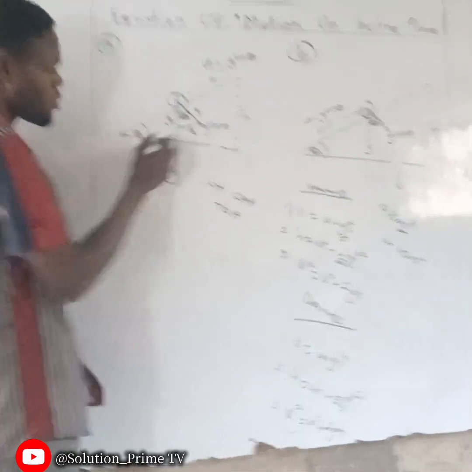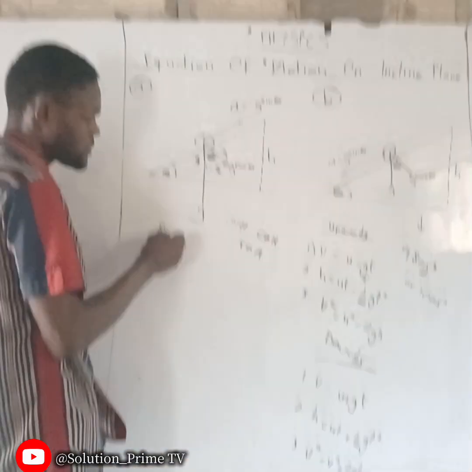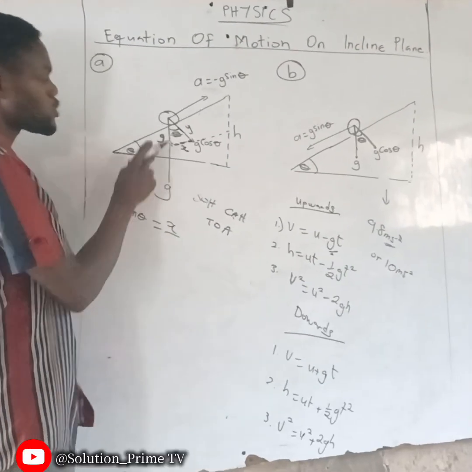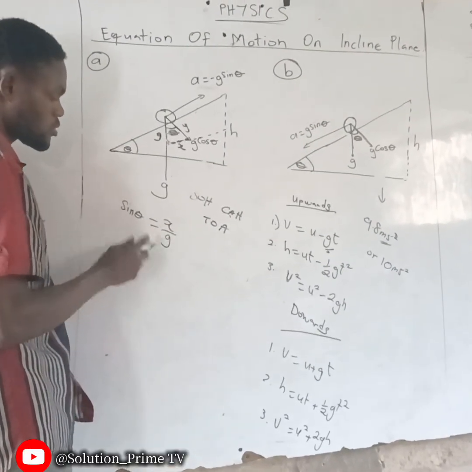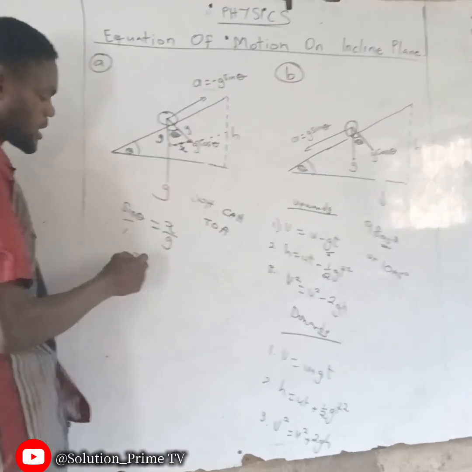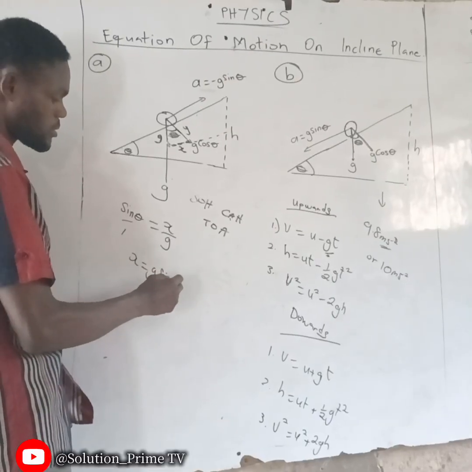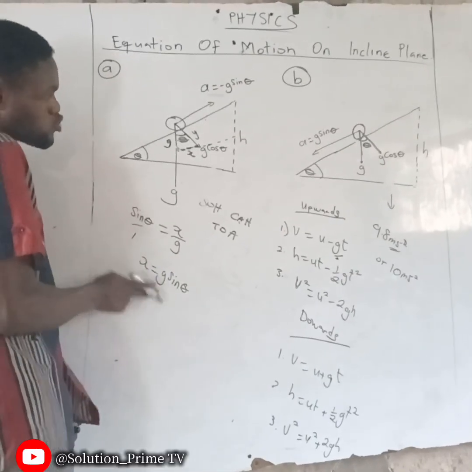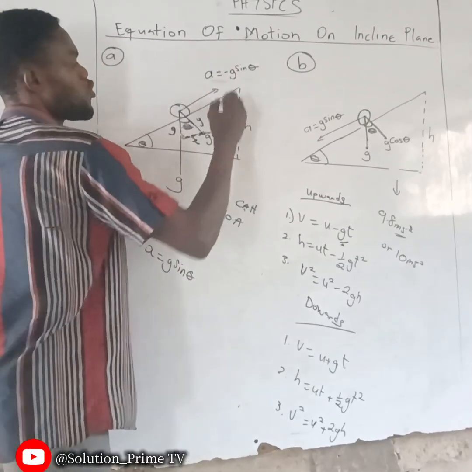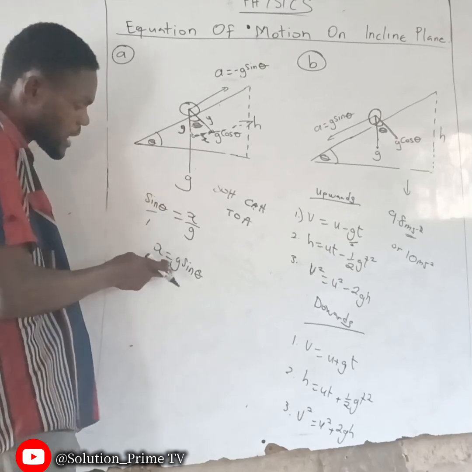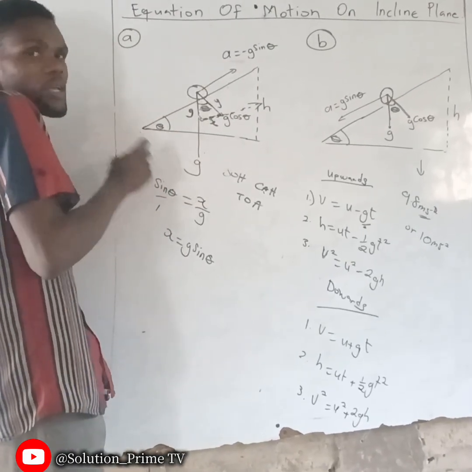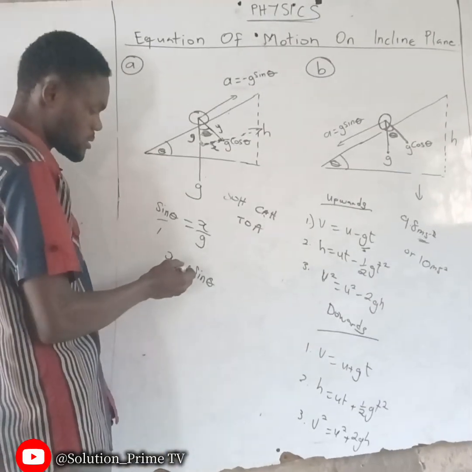Okay, so this angle, sine theta is equal to what? X over what? The hypotenuse, which is what? G. So x is equal to g sine theta. This line is the same as this line. We will move it. But the calculation is positive if the body is moving down. If the body is moving up, I have to negate it. That is the concept.